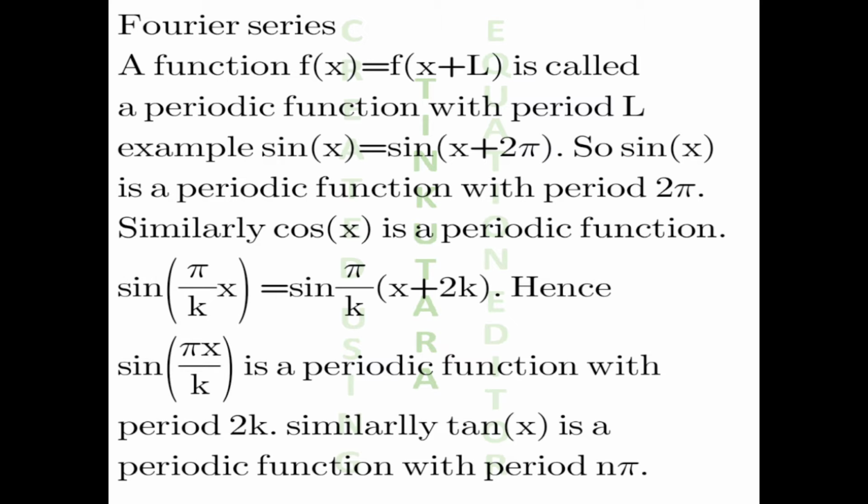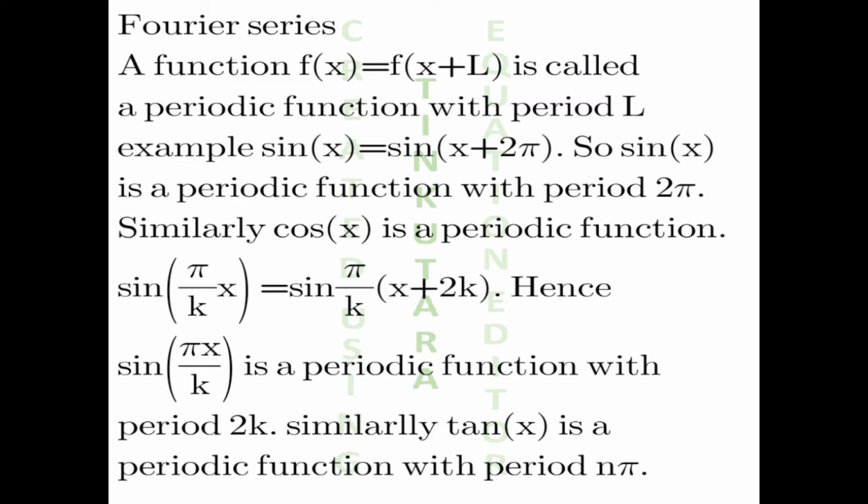Of course, if you take sin of pi x divided by k, here the coefficient of x is pi by k, and you may note that it is equal to sin of pi by k x plus 2k. So here we may note that the given function repeats after a length of 2k. In other words, sin of pi x divided by k is a periodic function with a period 2k.